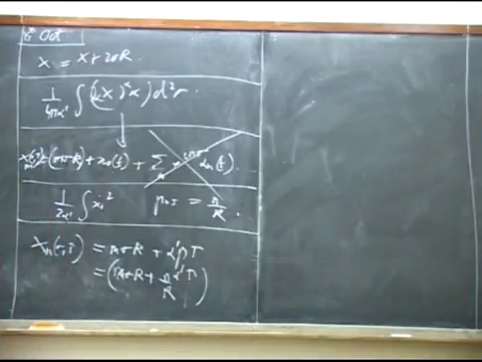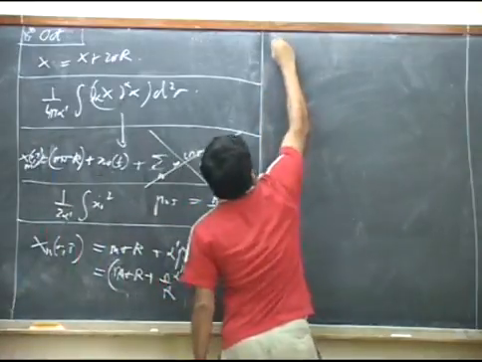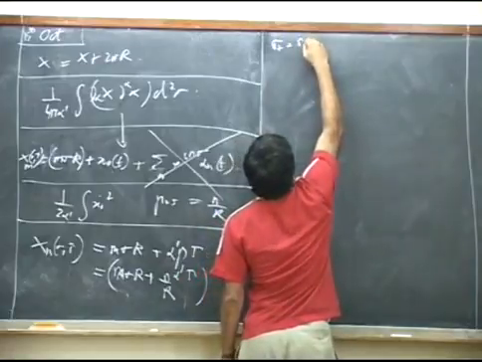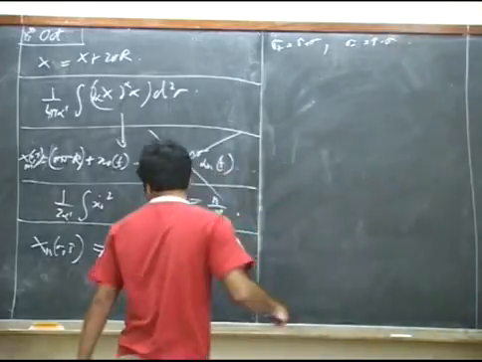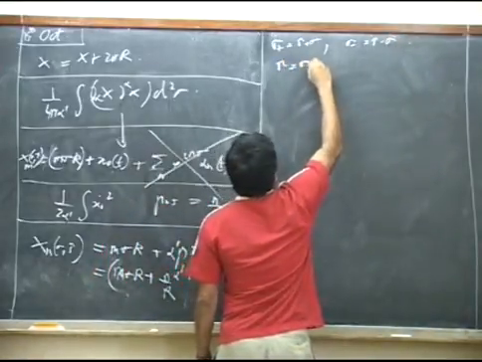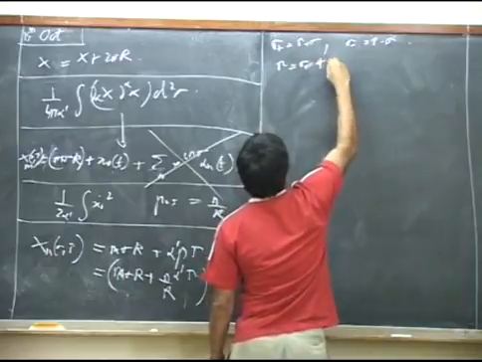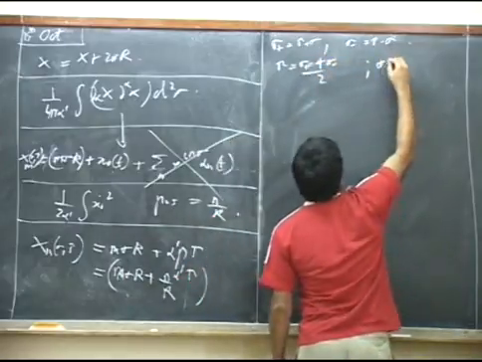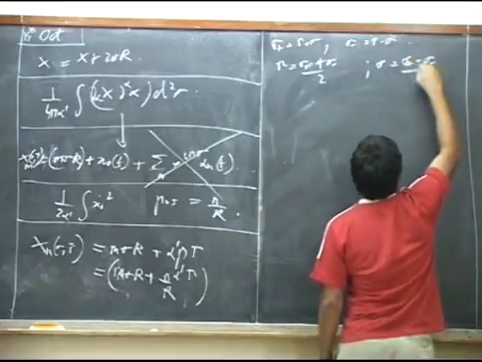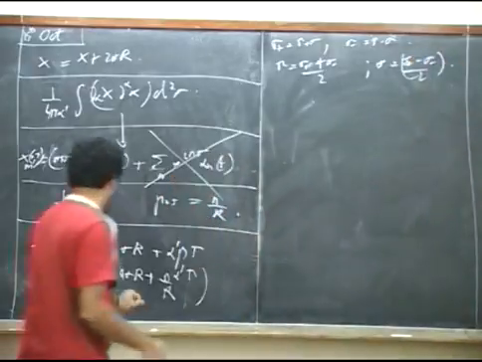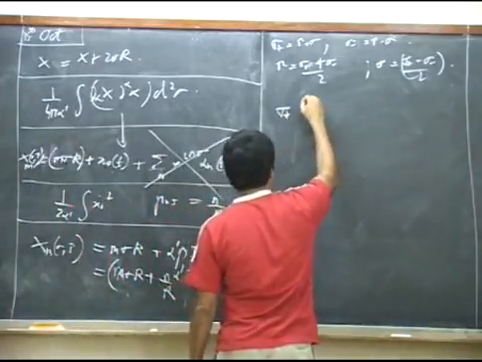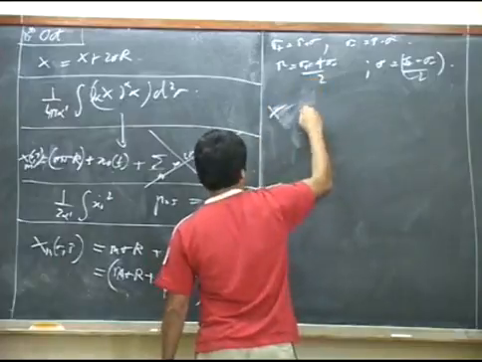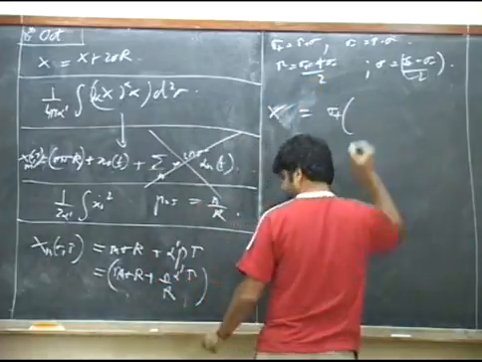It will be useful to rewrite this whole thing in terms of sigma plus and sigma minus. So let's remind ourselves that sigma plus is equal to tau plus sigma, and sigma minus is equal to tau minus sigma. So tau is equal to sigma plus plus sigma minus by 2, and sigma is equal to sigma plus minus sigma minus by 2. So let's plug that in here.